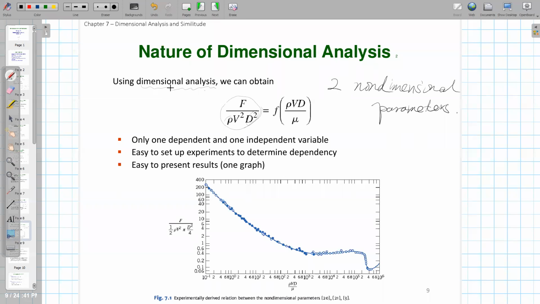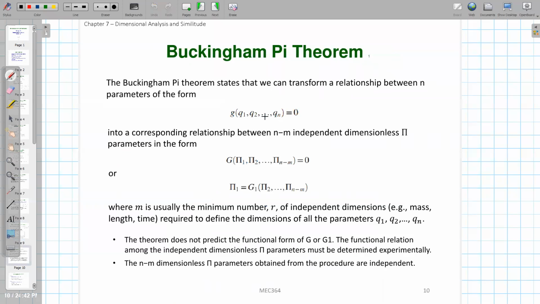Okay, so this is the result of the dimensional analysis. It serves the same purpose: it reduces the number of parameters involved to a smaller number of dimensionless parameters. So how do we do that? To do that, we use the so-called Buckingham pi theorem.